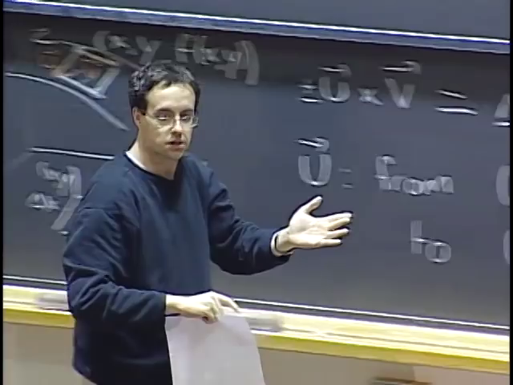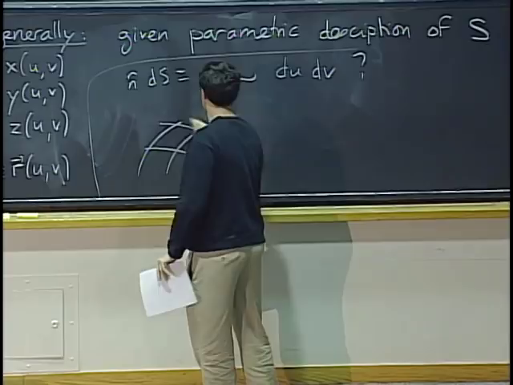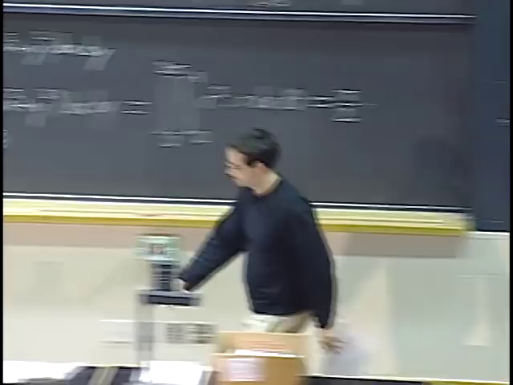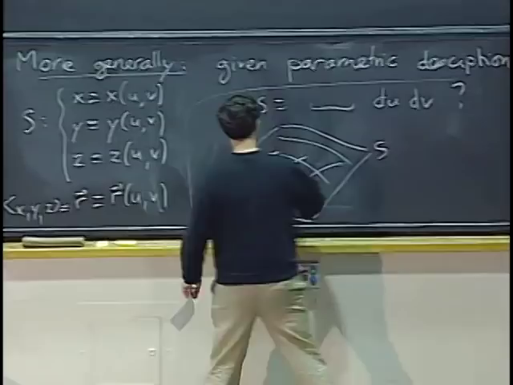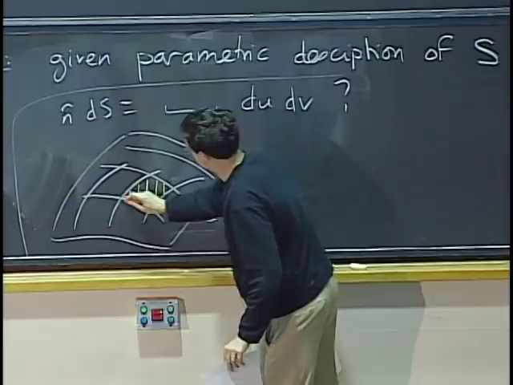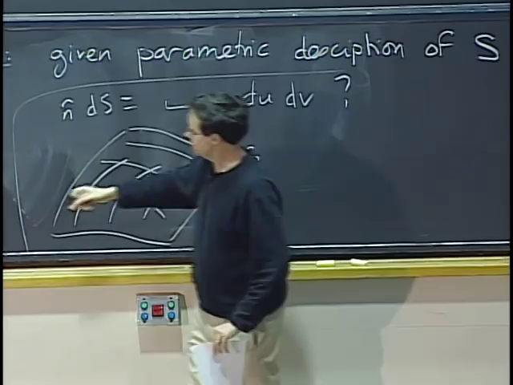Okay, so let's think a little bit about what happens when I move a little bit on my surface. I'm taking a grid on my surface given by the u and v directions, and if I take a piece of that corresponding to small changes delta u and delta v, what's going on here? Well, I have to deal with two vectors, one corresponding to changing u, the other corresponding to changing v. If I change u, how does my point change? Well, that's given by the derivative of r with respect to u.